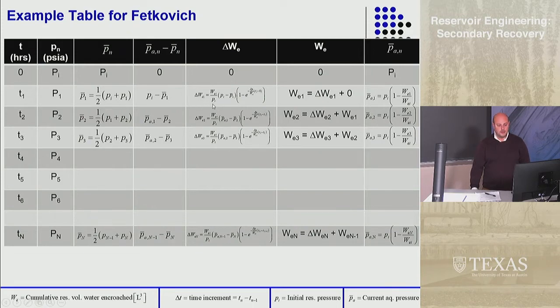The formula that we derived the last 2 class periods was that the incremental water influx is equal to WEI, which is a constant of the aquifer, divided by the initial pressure, times this delta P here, which is given in this column. All of that times 1 minus E to the power of productivity index J times the initial pressure divided by WEI times a delta T. So that's the most complicated thing to calculate, but I put that formula in there for you.